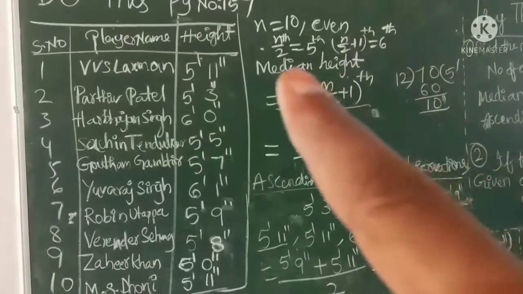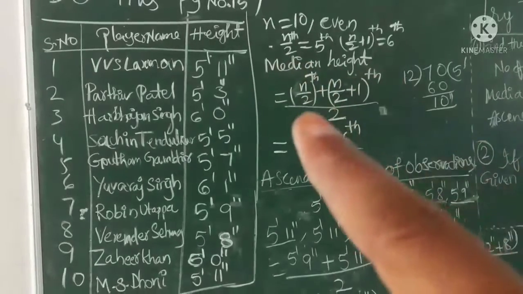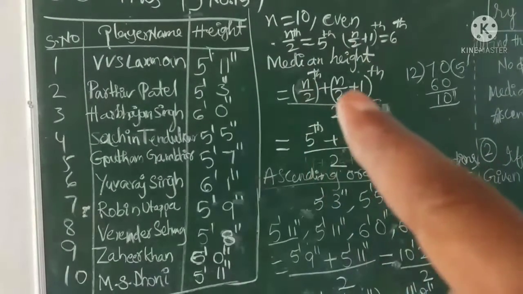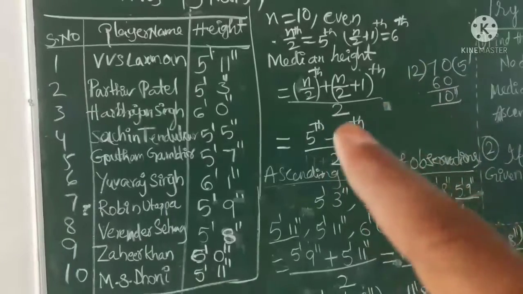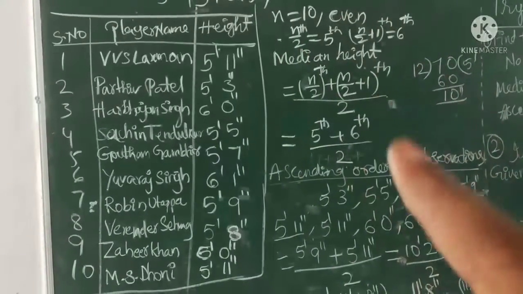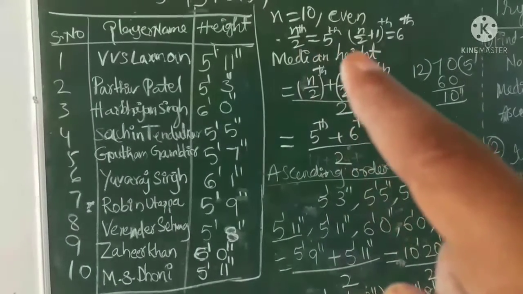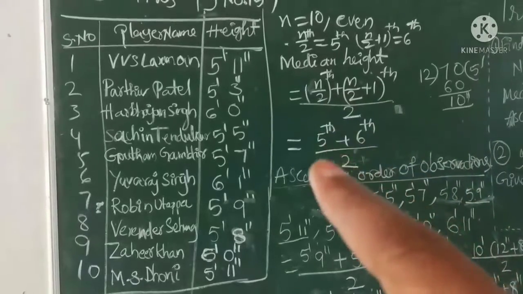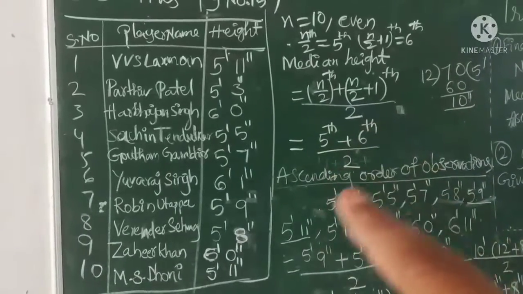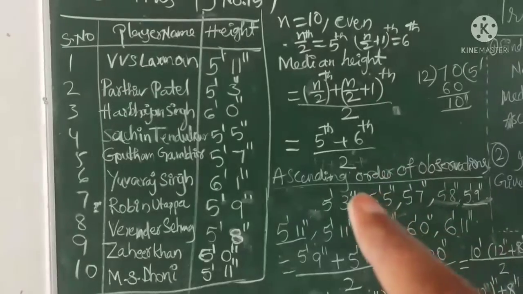It is even, so the formula is n by 2th observation plus n by 2 plus 1th observation, divided by 2. That is the average of the middle two observations. As the n value is 10 here, n by 2 is 5. So 5th plus 6th observation by 2. Average of the 5th and 6th observations.